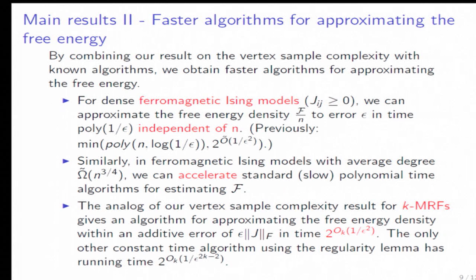And as a technical result for KMRFs, this is the only way I know how to get the correct answer, which is that you should be able to approximate the free energy in time 2 to the 1 over epsilon squared. You can't just use the sampling result, but combined with some other facts using regularity, you can get this. I really don't know any other way to get what I think is the correct answer.